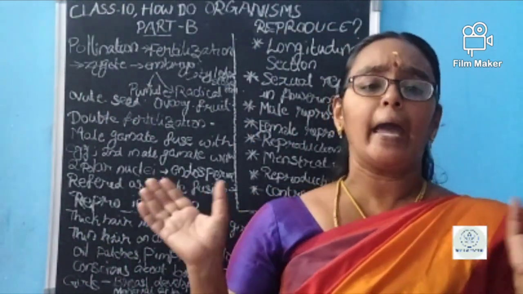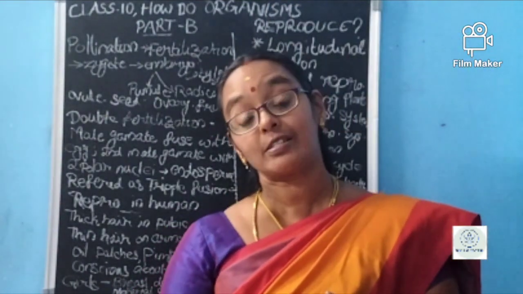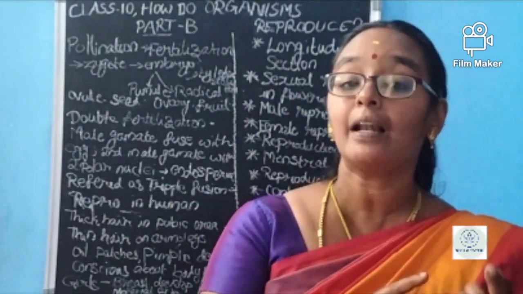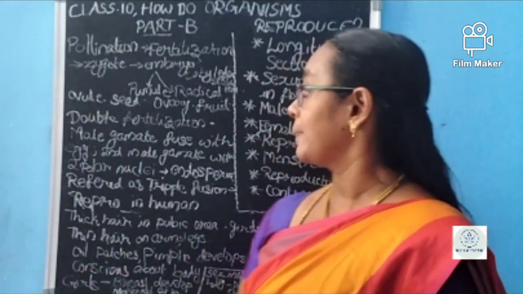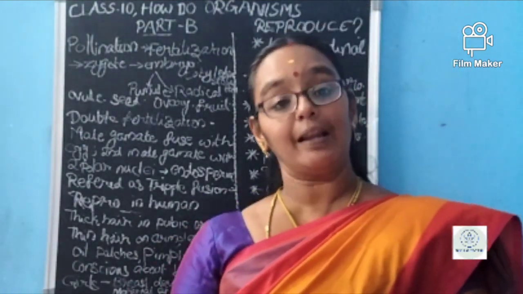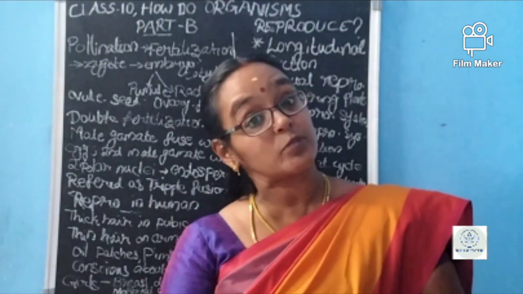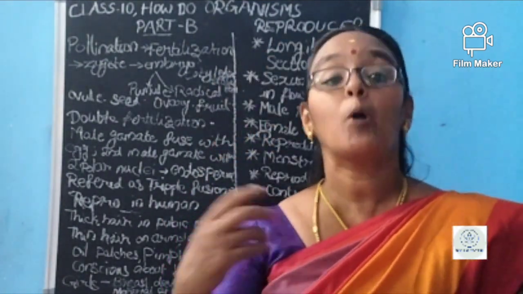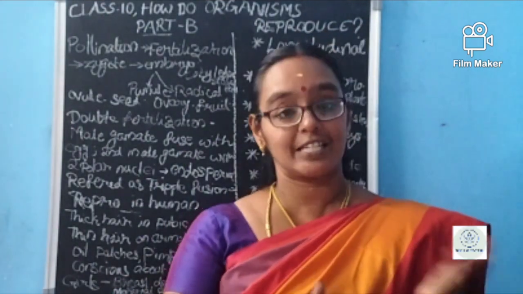Okay. Now about flowering plants, you have seen bisexual and unisexual. A unisexual flower is one which has either the male gamete or the female gamete. While a bisexual flower has both male as well as female gametes. Then we know what pollination is. What is pollination? Transfer of pollen grains from the anther to the stigma.